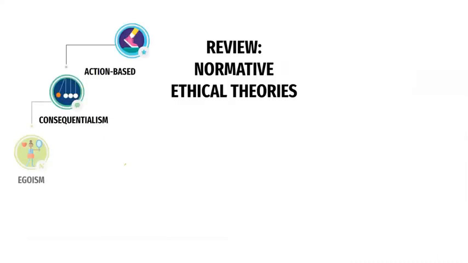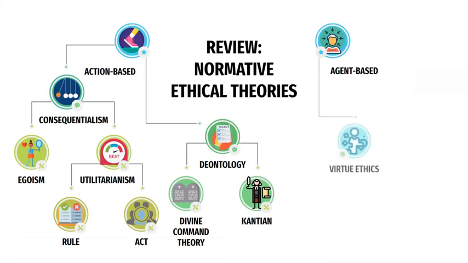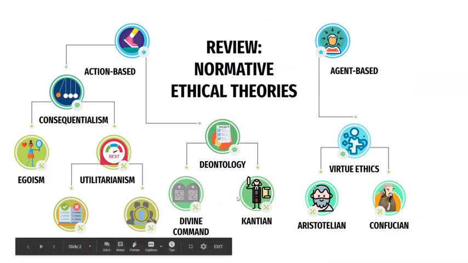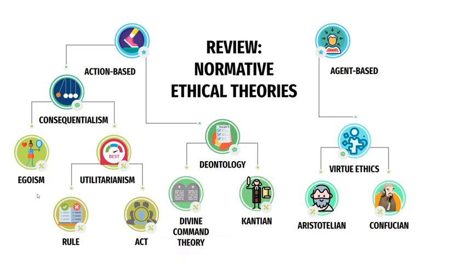So again, as always, let's review the terrain for the most commonly cited normative ethical theories. We've talked about action-based theories. Consequentialism and deontology are two primary examples, but of course we have egoism, divine command theory, Kantian deontology, and two different kinds of utilitarianism, act and rule. Then on the other side, we talk about agent-based theories, which instead of focusing on specific actions that we should or should not perform, focus instead on developing the right kind of character. In virtue theory, we have Aristotelian virtue ethics, and then Confucian virtue ethics, which overlap with Aristotle, but have some important key differences.